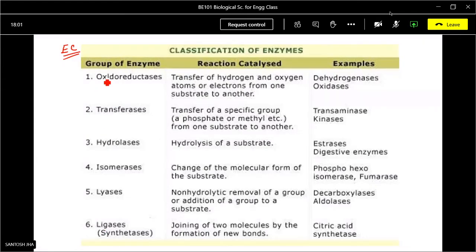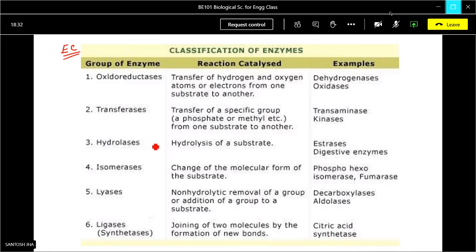First group having the enzyme oxidoreductase. Second group having the enzyme transferase. Third group having the enzyme hydrolase. Fourth group having the enzyme isomerases. Fifth group having the enzyme lyases. And sixth group having the enzyme ligases. And as I have already mentioned in the last class, the order of these groups should be fixed. We should not shuffle the order. Okay.